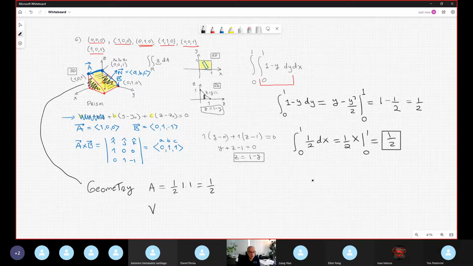Now the volume is the famous formula: area of the base of the figure that you consider the base, multiplied by height. But height is 1, that distance. So your multiplication, 1 half times 1, is 1 half.